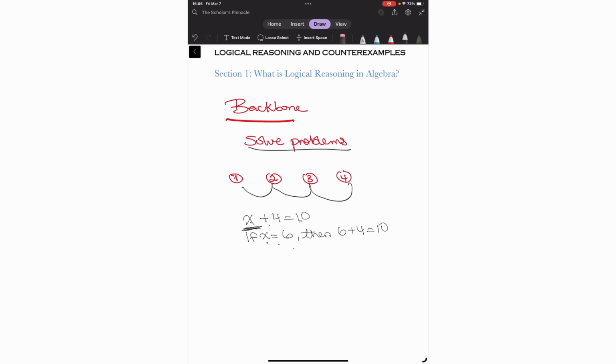Let's practice some more problems together. y minus 5 equals 12. If y is equal to 17, then 17 minus 5 is equal to 12. Now let's take a look at counterexamples.